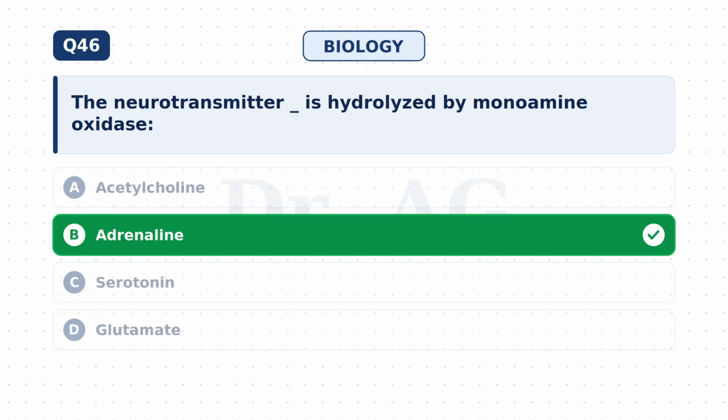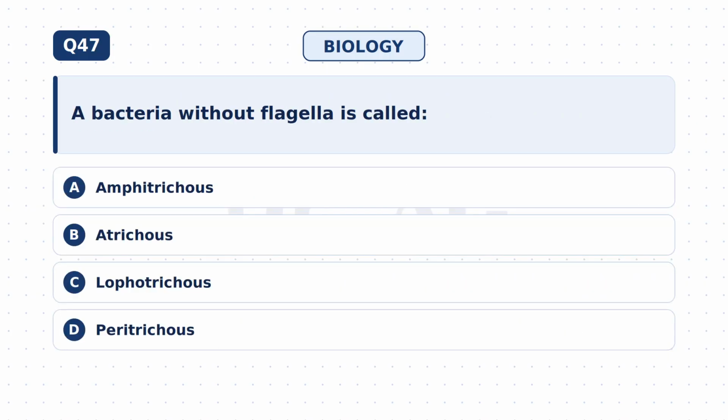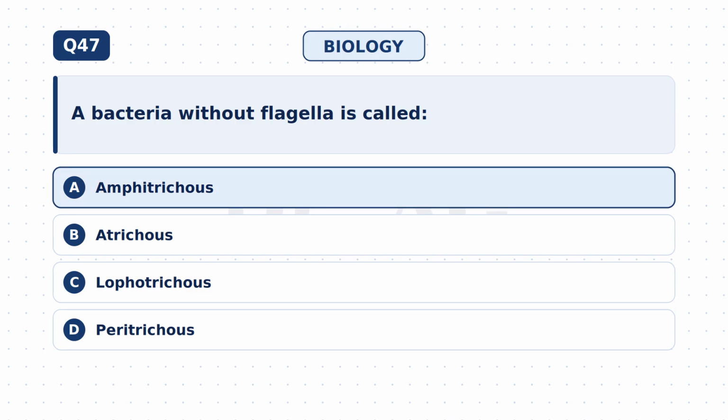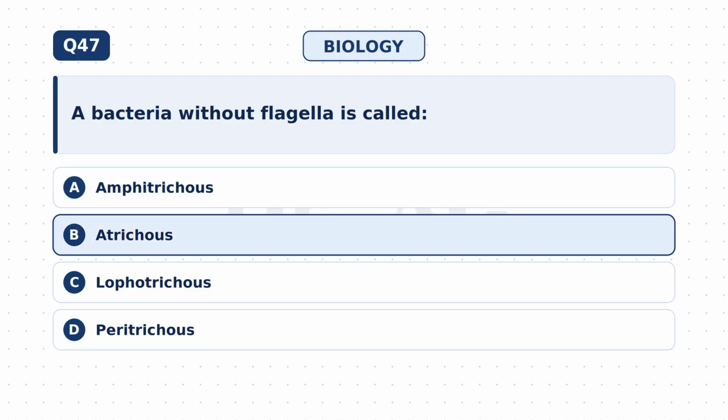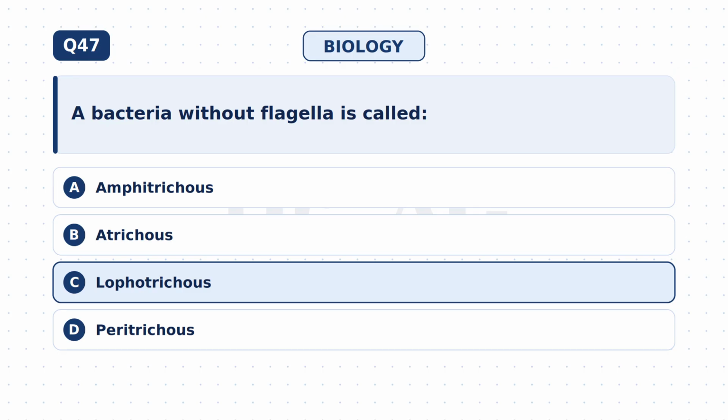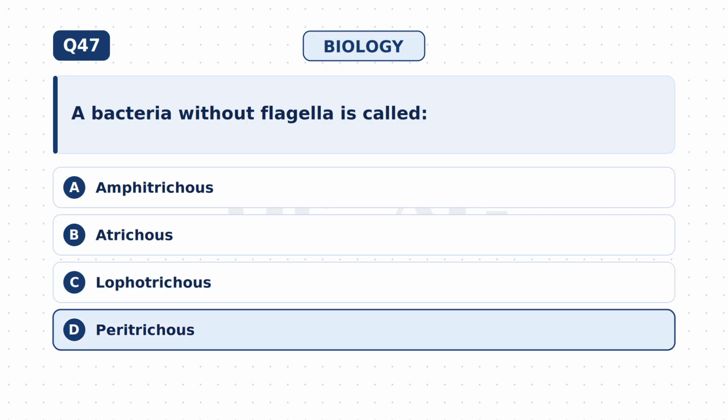The correct answer is B. Adrenaline. Question 47. A bacteria without flagella is called. Option A. Amphitrichous. Option B. Atrichous. Option C. Lophotrichous. Option D. Peritrichous.